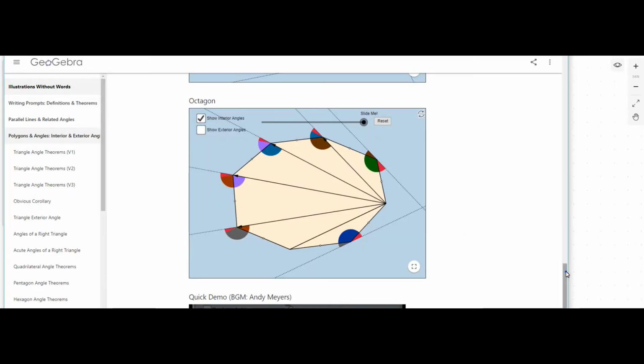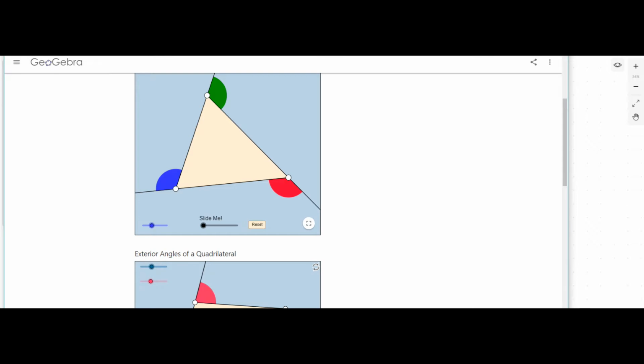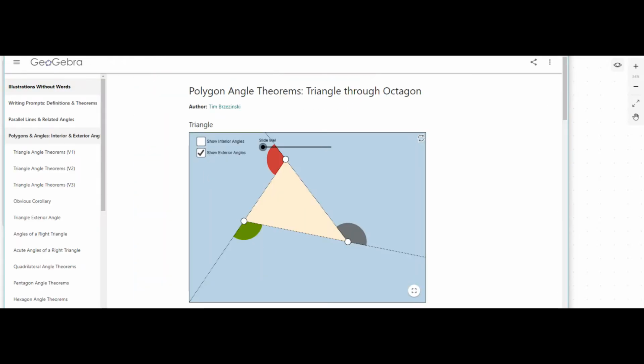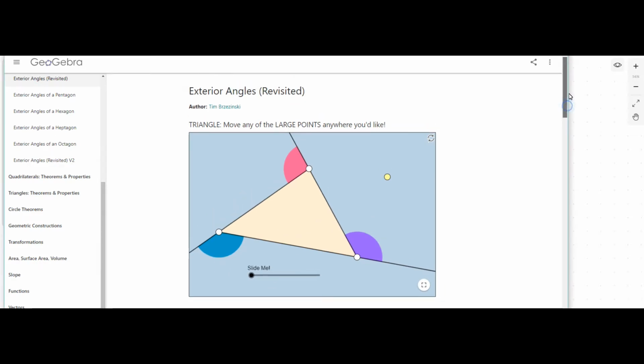And let's go back to the triangle. Let's say we want to say show exterior angles. So let's see what he does. You know what? I don't like the way that one looks. Is this the one that I like? No. Let me pause the video and find the one that I do like. Give me just a second. Okay, still sticking with Tim's resources, but he calls it the exterior angles revisited.